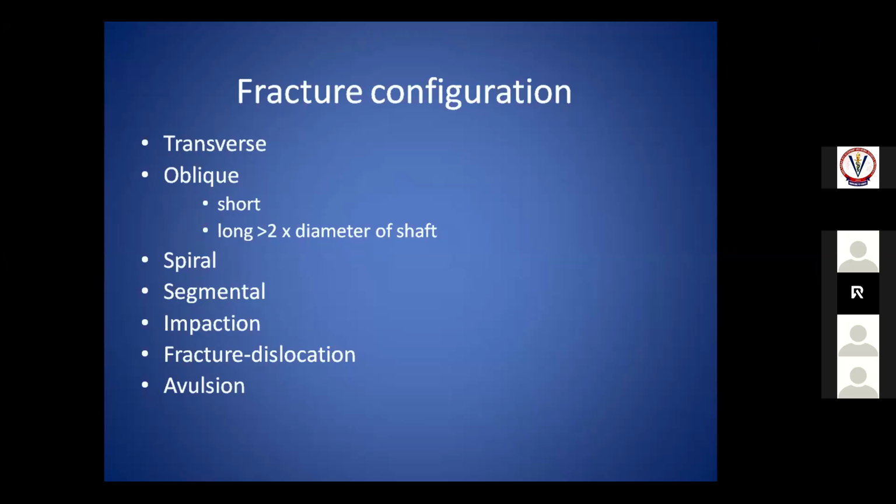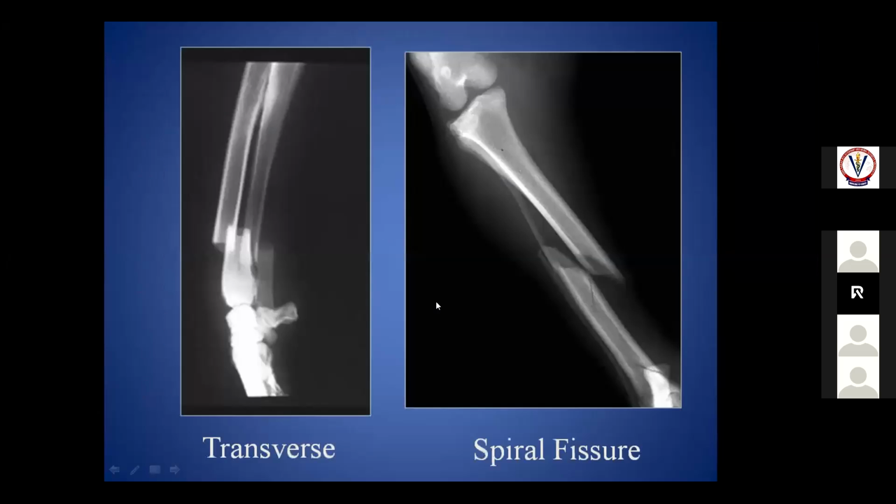or multiple fractures. Now we have impaction and fracture dislocation, which means there is a fracture. Mostly they happen very close to the joint, and the fracture is also associated with dislocation. Then we call it a fracture dislocation. And avulsion. In the earlier slides we have seen, avulsions are always because of tensile forces, and they always result from the tension of a muscle pull. So these are avulsion fractures. Now coming to the direction of the fracture line.